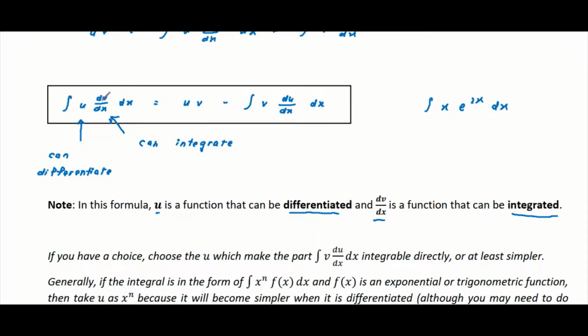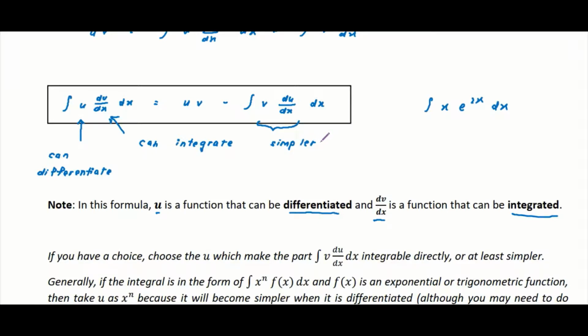You see, for this formula, when you put in uv, that's the end of your calculation already, meaning that you are not going to do any further calculation for uv. Maybe you need to do simplification and so on, but you do not need to do a further differentiation or integration. But when you look at this part, after you substitute your v and du/dx, you are going to integrate it again. So our target for the part v du/dx is that it must be something simple enough for you to integrate.